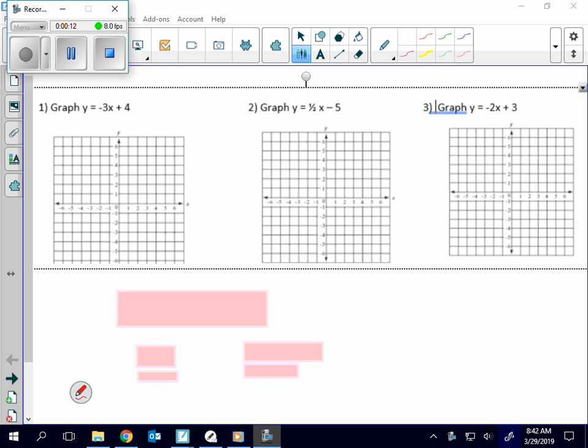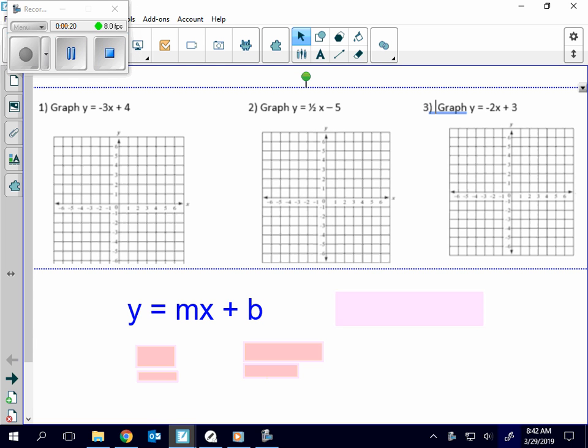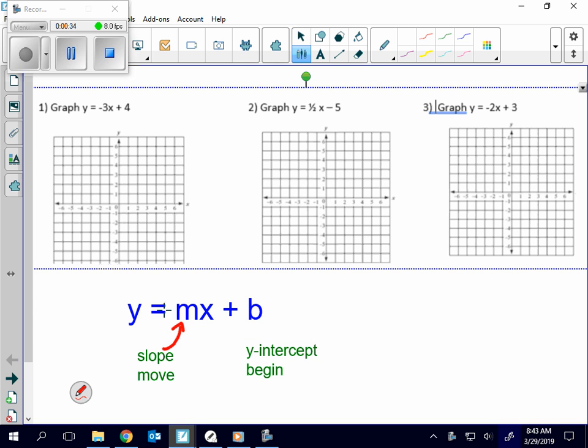On the first three problems, they're asking us to graph those functions. Remember that when a function is in slope-intercept form, we know that m is the slope, and it tells us how we move. The b is our y-intercept, and that tells us where to begin. So clearly we would begin with the y-intercept, which in this case is 4.